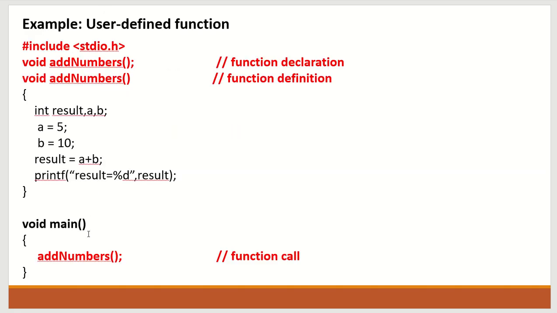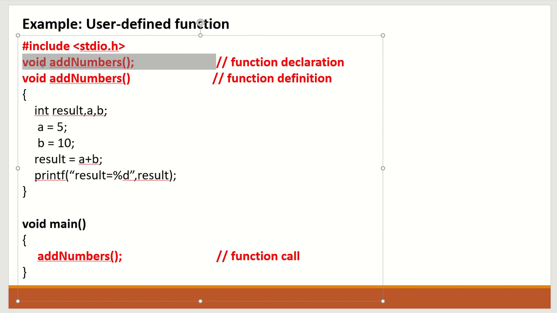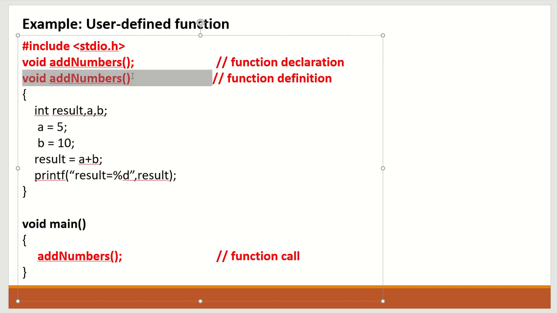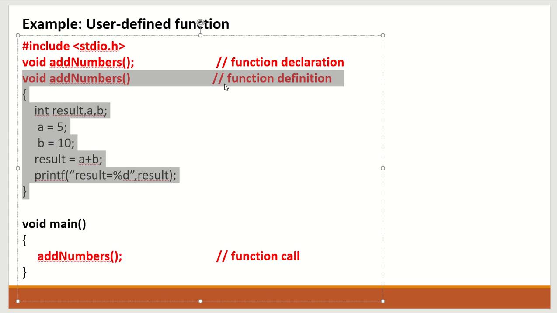So here is the example. #include <stdio.h>, we know the header file. Now the program is divided into 3 parts: function declaration, function definition, and function call. So return type we have used void. The function name is addNumbers, and we are not passing any parameter, that's why it is empty, but at the end a semicolon. So this indicates function declaration. Then the same thing we are writing, but without semicolon at the end. And then opening of curly bracket, and we are writing something, and closing of curly bracket. This full part is your function definition.